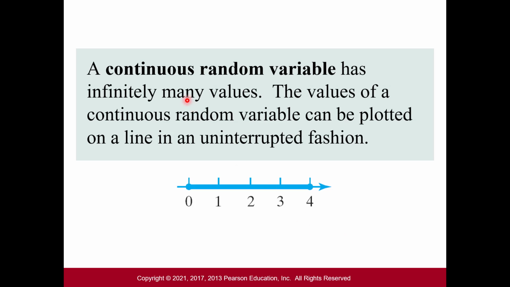The difference between that and a continuous random variable is that a continuous random variable has infinitely many values. So on a number line, it would be uninterrupted. You wouldn't skip 0 and then go to 1 and then 1 to 2. Everything in between can also be a value that your continuous random variable assumes. So you can have 0.01, 0.5, 0.99. Everything in between 0 and 1 can also be a value of your continuous random variable.